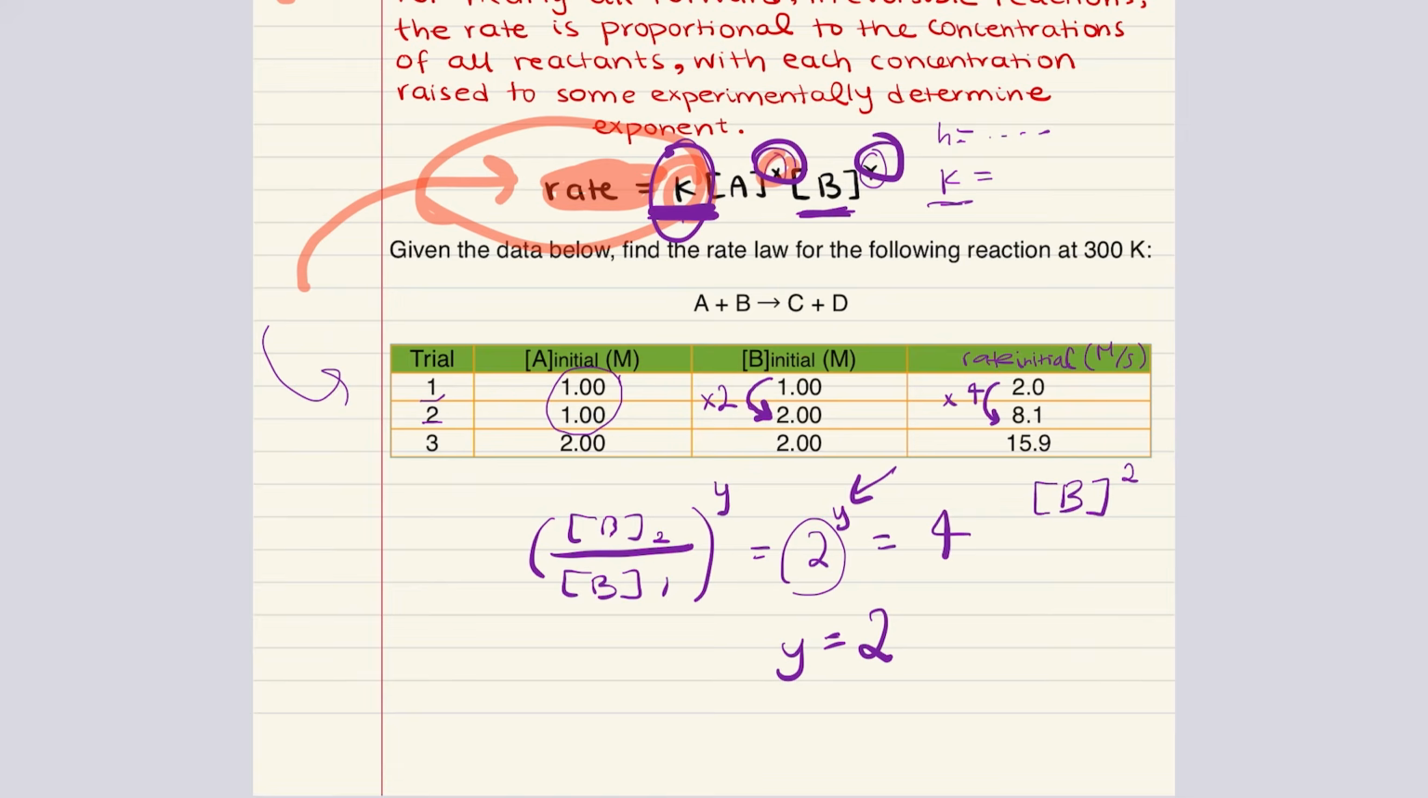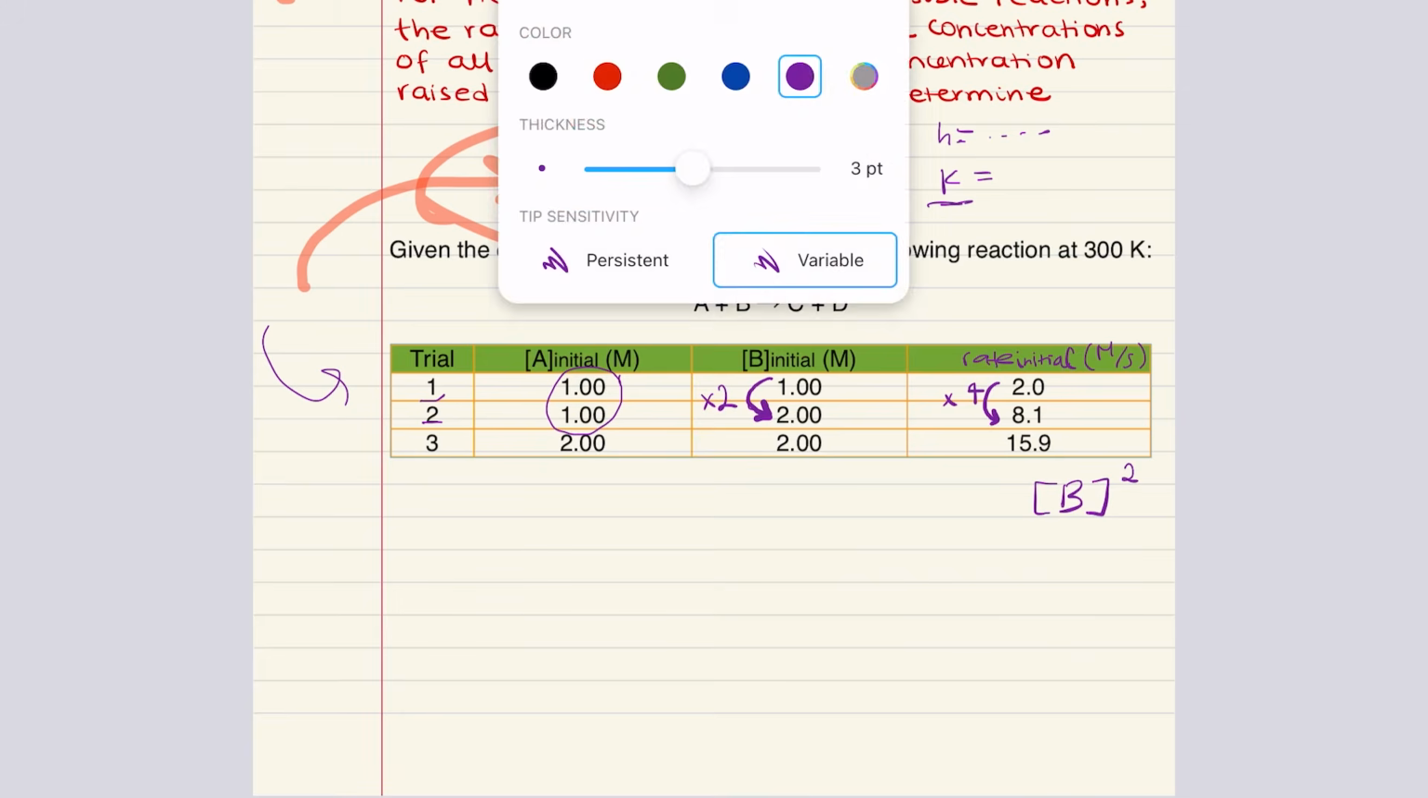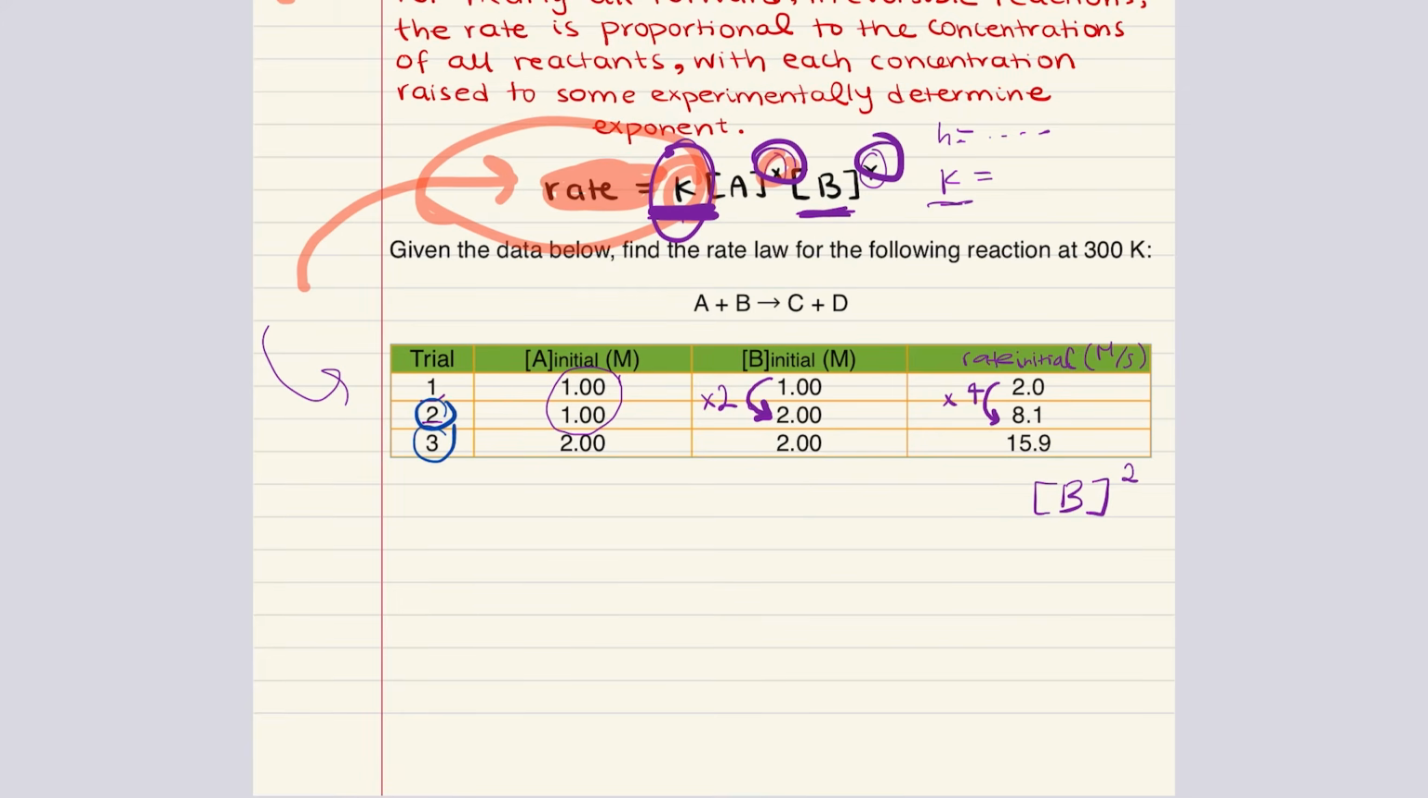Now we could do the same thing for A. So I'm going to erase this. We just figured out the order with respect to B. Let's do it with respect to A. In order to do that, we're actually going to compare trials 2 and 3 because in trials 2 and 3, our concentration of B is the same, but our concentration of A changes. It doubles. Now, when it doubles, what happens to the rate? The rate also doubles. Okay, so this is interesting.